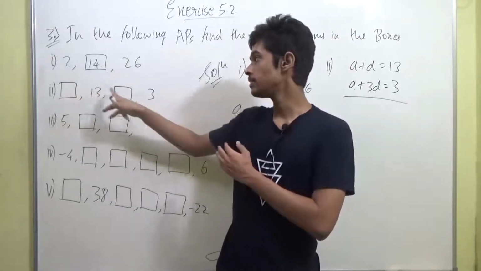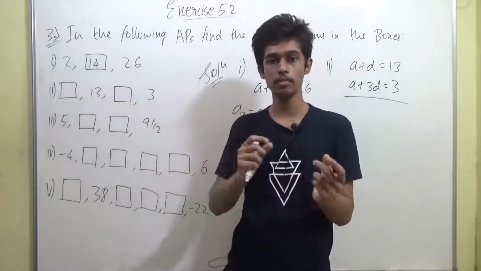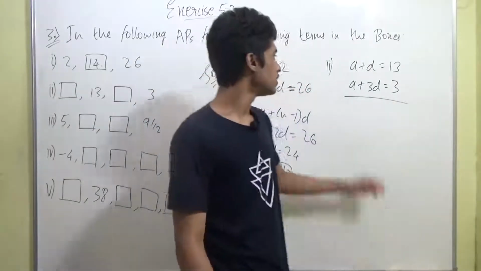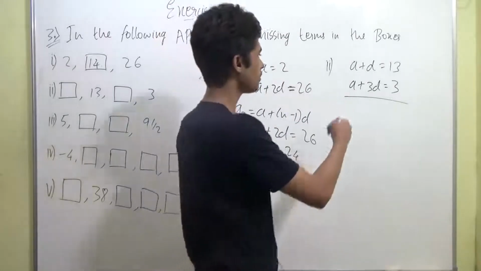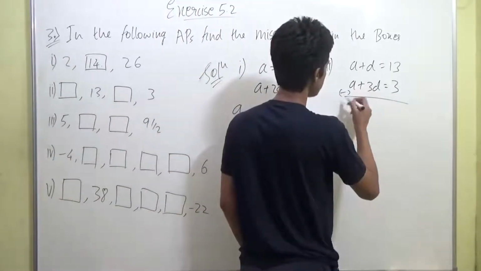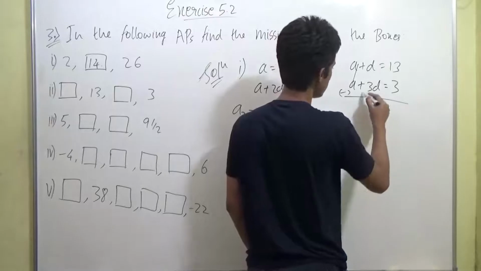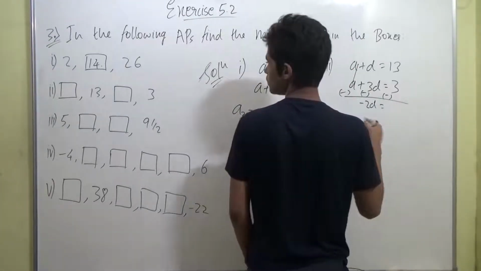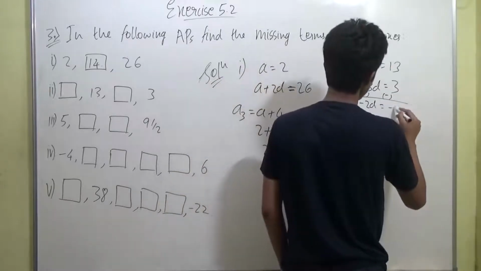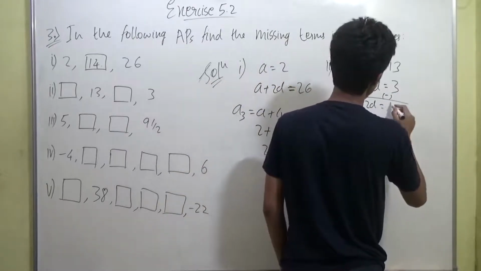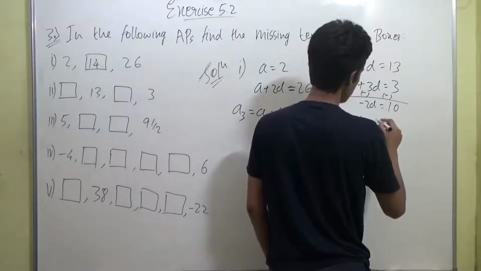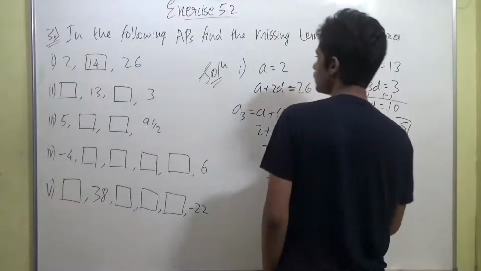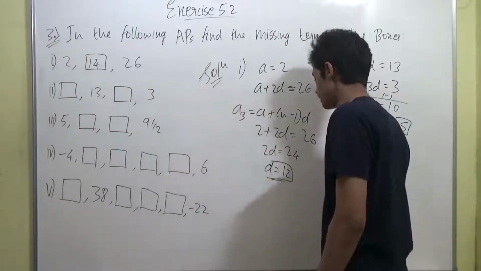Because this is a plus 2d, by simply substituting the values of a and d into it, you will get the value of the box, as simple as that. So first let's find the values of a and d from here, guys. I'll do it using the elimination method. So a and a cancel. This becomes minus 2d equal to 10, right? So d will become equal to 10 by minus 2, equal to minus 5. So the value of d we got is minus 5, guys.